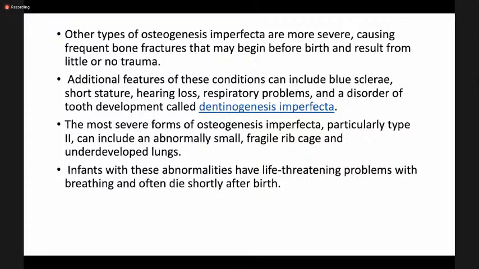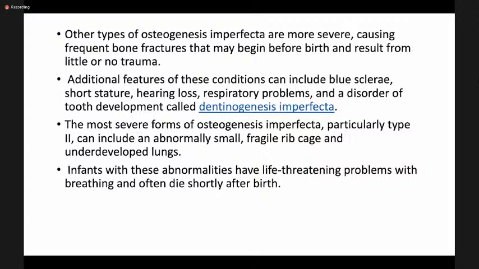Other types of osteogenesis imperfecta are more severe, causing frequent bone fractures that may begin before birth and result from little or no trauma at all, as we mentioned earlier on. There are additional features of these conditions, and as I said, they may include blue sclera, short stature, hearing loss, respiratory problems, and a disorder of tooth development.